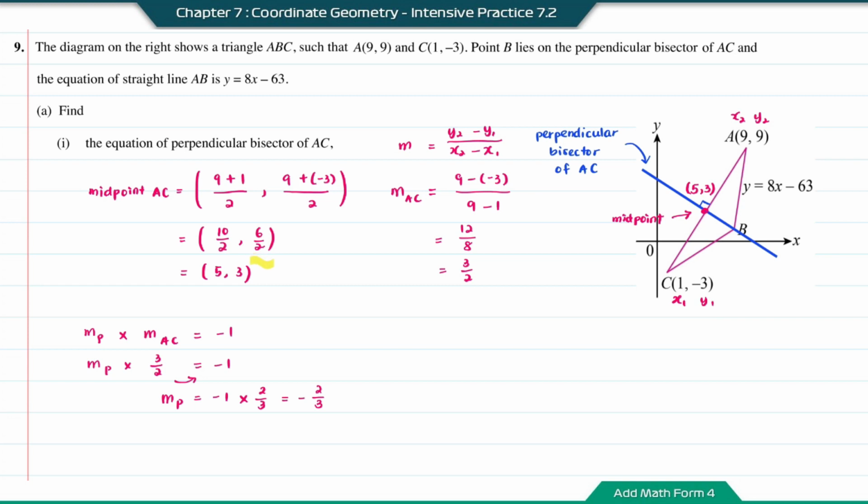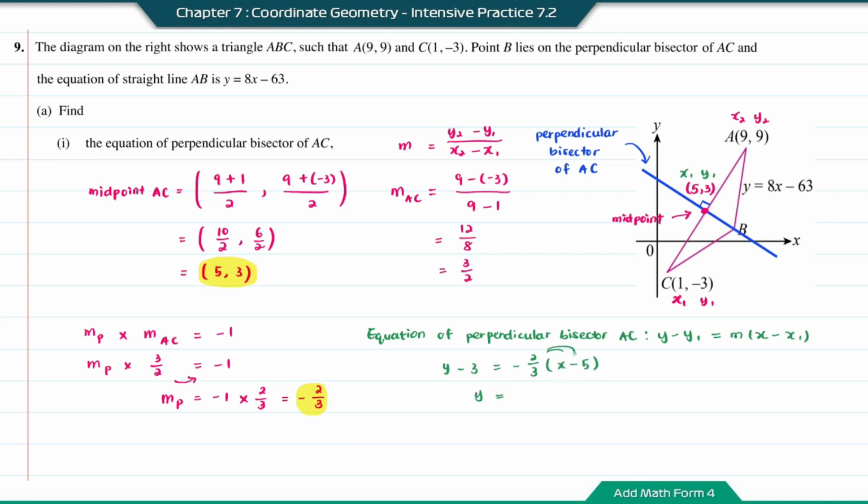Now we already have the coordinates of one point that passes through the perpendicular bisector of AC and its gradient. Then we can find its equation. So y minus 3 is equal to negative 2 over 3 times (x minus 5). So y minus 3 equals negative 2 over 3x plus 10 over 3. Then move the negative 3 to the right hand side, it will be plus 3. So y is equal to negative 2 over 3x plus 19 over 3. That will be the equation in gradient form.